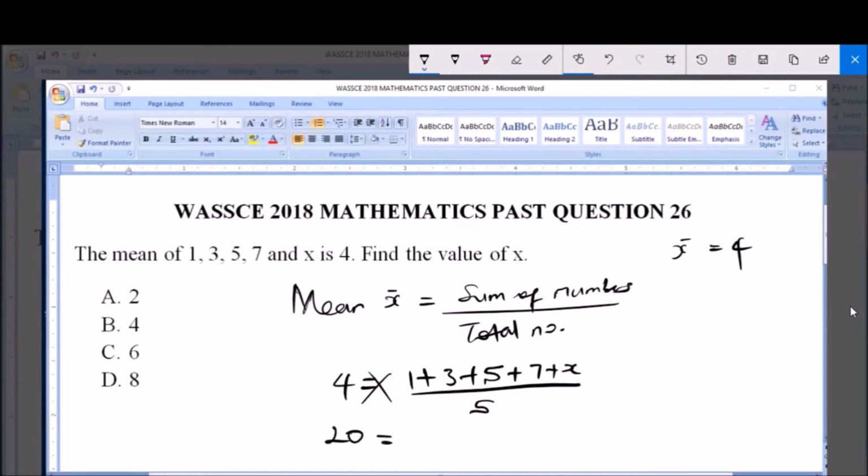Now when we cross multiply, we have that 20 is equal to 1 plus 3 will give us 4, plus 5 will give us 9, plus 7 will give us 16, plus x. So from here we can say x is equal to 20 minus 16, which is equal to 4. So the value of x is 4, and that is option B. So this is the answer, or the value of x.